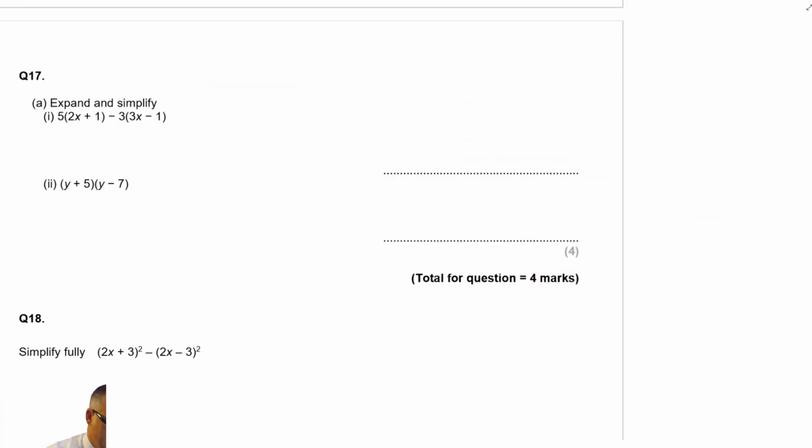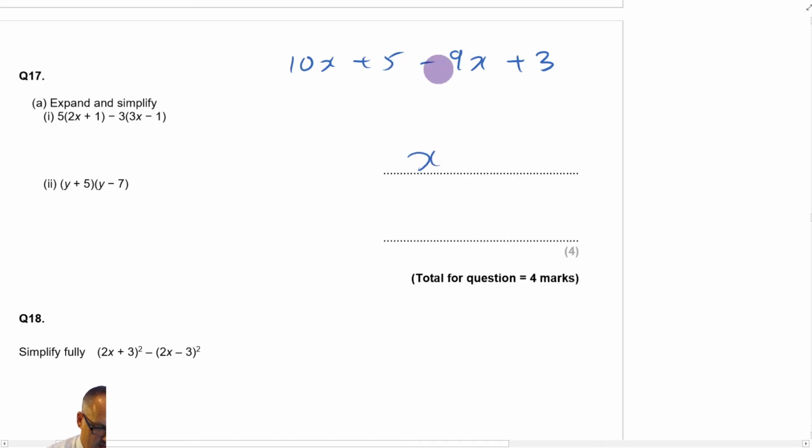Okay, let's expand and simplify these. Multiply out that bracket. So we get 5 times 2x is 10x. 5 times 1 is 5. Minus 3 times 3x is minus 9x. Minus 3 times minus 1, be careful here, it's plus 3. Take these away, we get x. Add these together, we get 8.